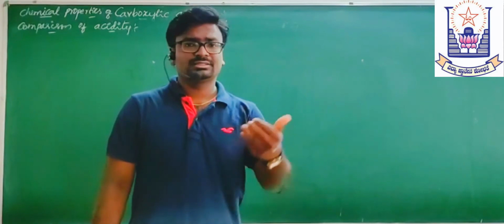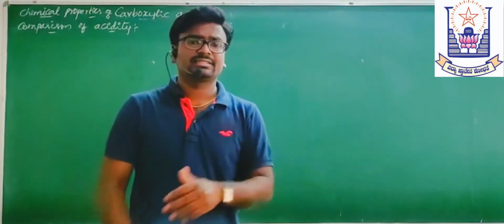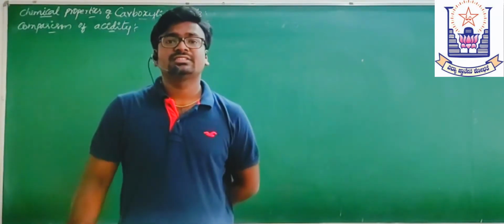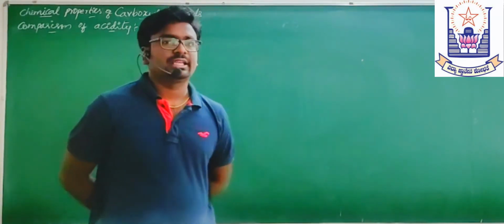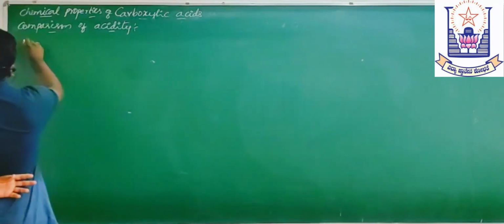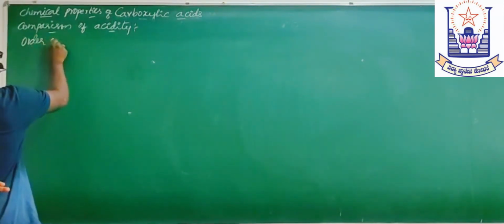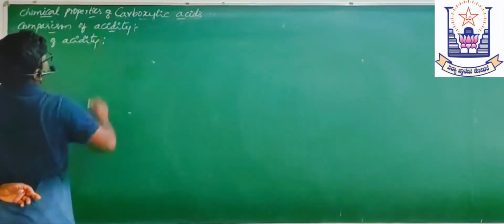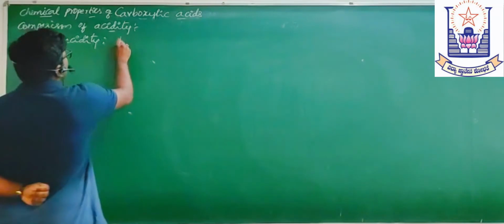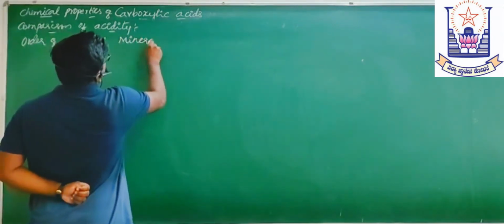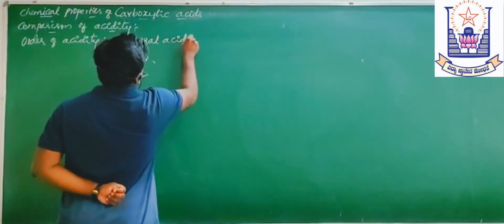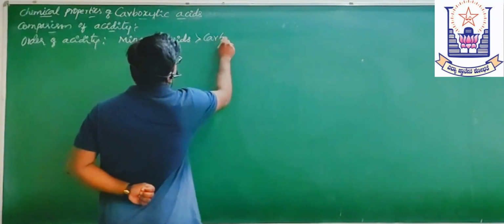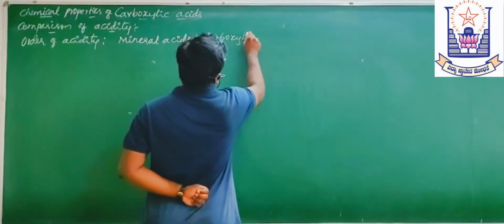What are the mineral acids? Like HCl, H2SO4, nitric acid. These are all called mineral acids. These are stronger acids than the carboxylic acids. Consider the order of acidity. Mineral acids are stronger acids than the carboxylic acids.